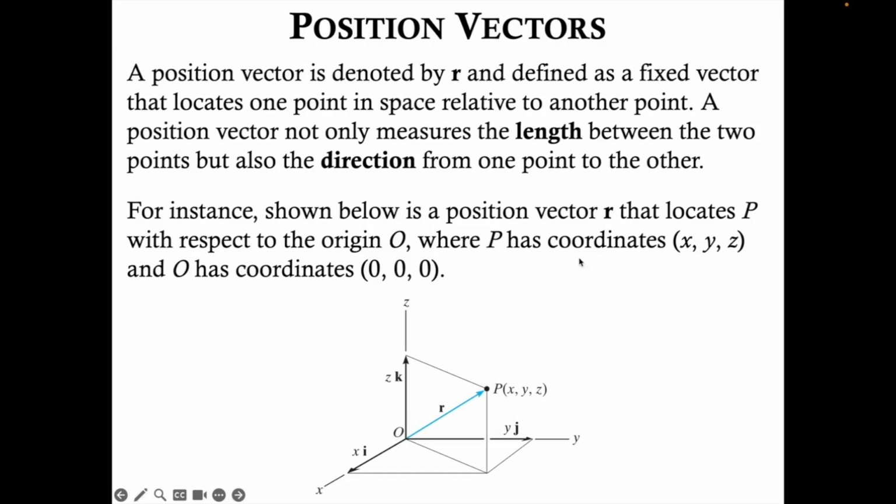O, where P has coordinates x, y, z, and O has coordinates 0, 0, 0. That's how the origin is defined. So P has coordinates x, y, z, which means we have to travel some distance x in the x direction, and then a distance y in the y direction, then a distance z in the z direction to get to that point P from point O.